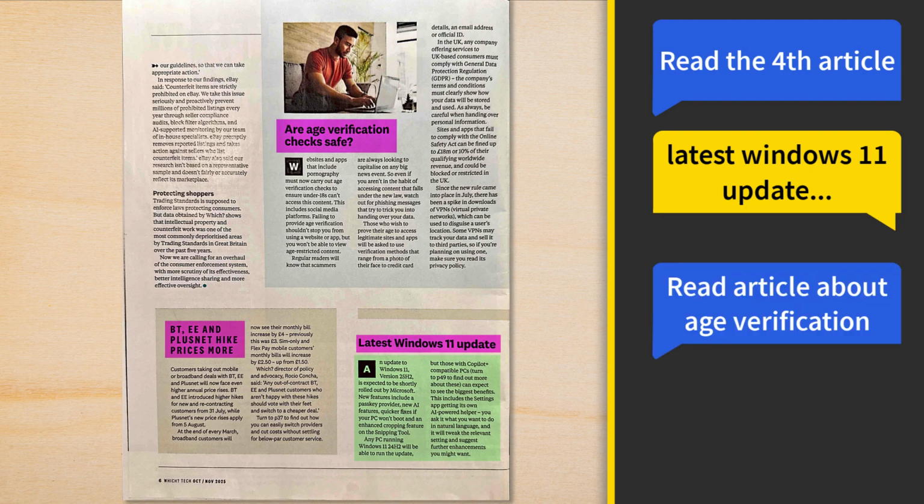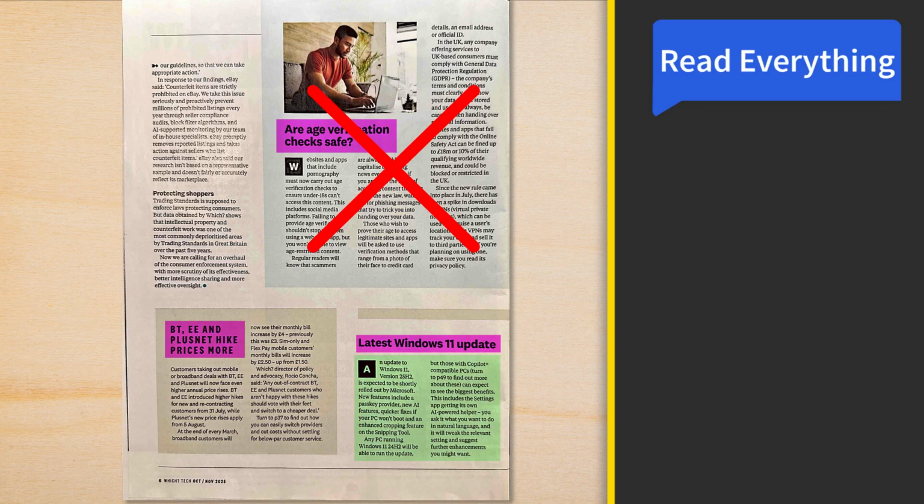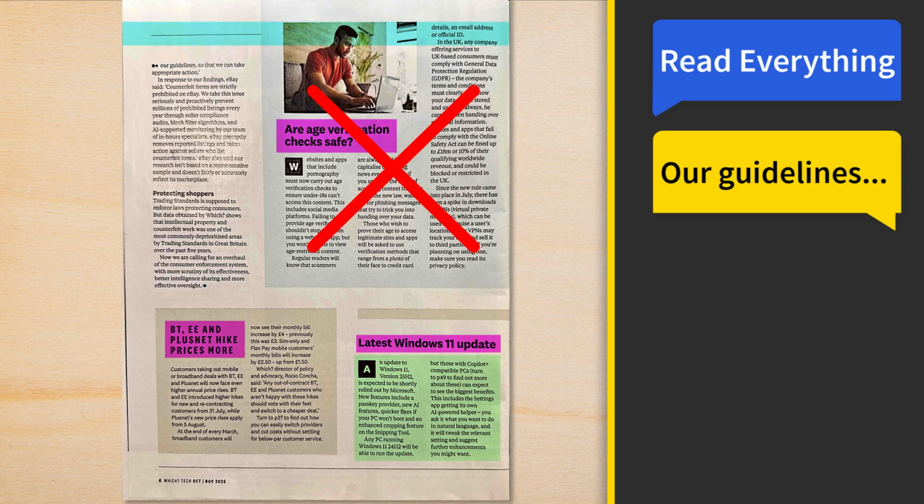Read article about age verification. Couldn't find an article about ramification. Let's try again. Read everything. Age verification, our guidelines, so that we can take appropriate action in response to our findings. eBay said, counterfeit items are strictly prohibited on eBay.